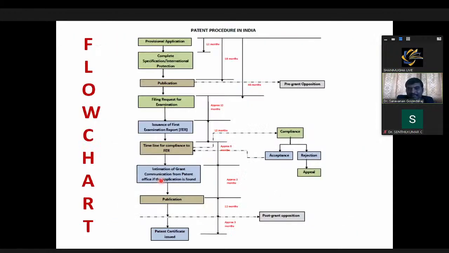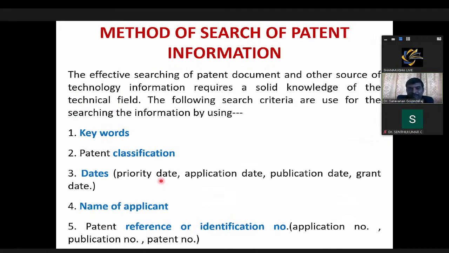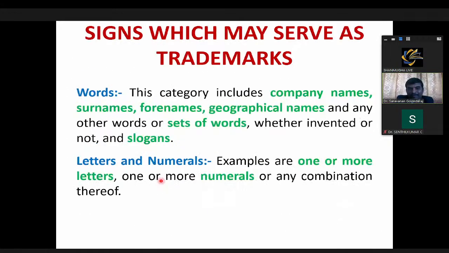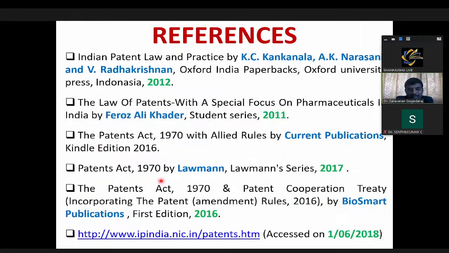Yes, I think with this I will complete my presentation. So these are all the references, and you can get all these details on the official website of Intellectual Property India.